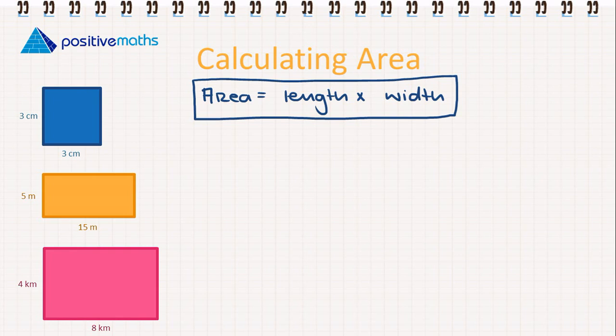Okay, so for our area, it's always going to be length and width for these 4-sided shapes, these quadrilaterals. So our first one, our area is equal to 3 multiplied by 3. So we get 9 centimeters squared. So our area is always going to be the unit squared.